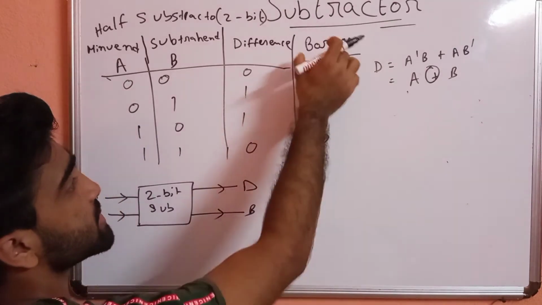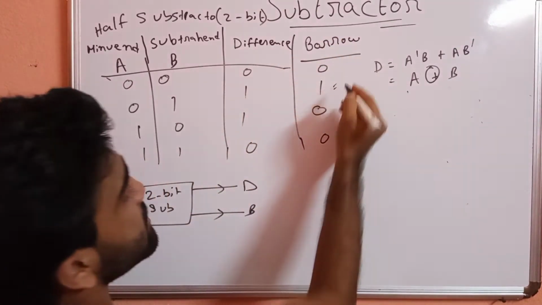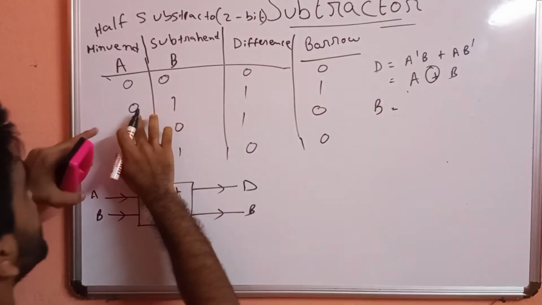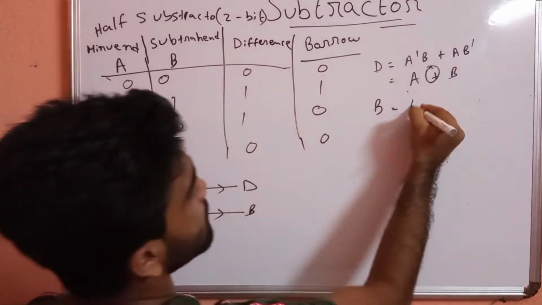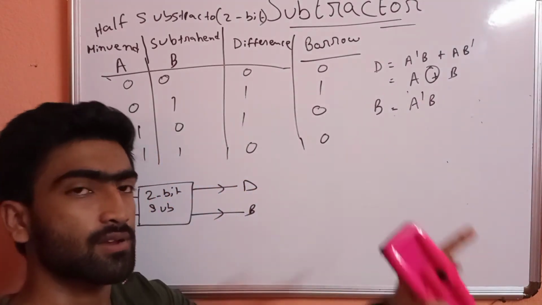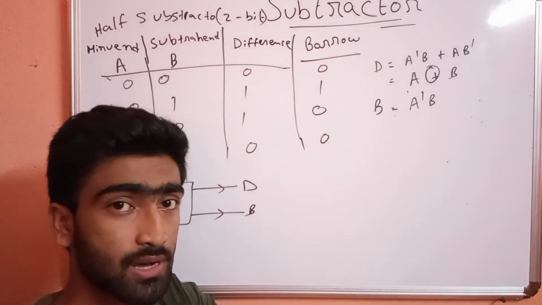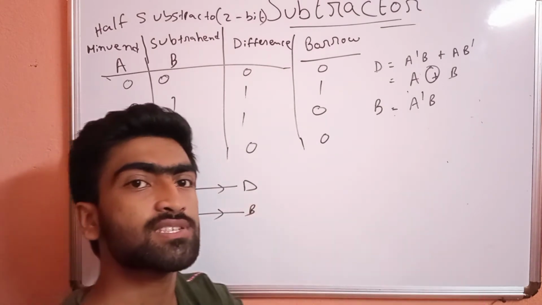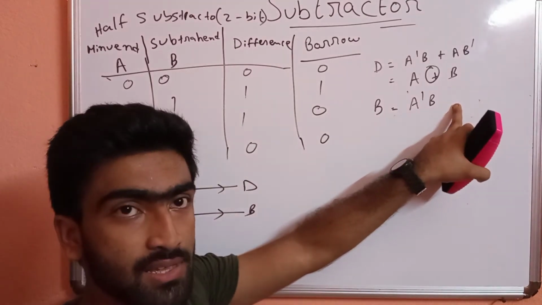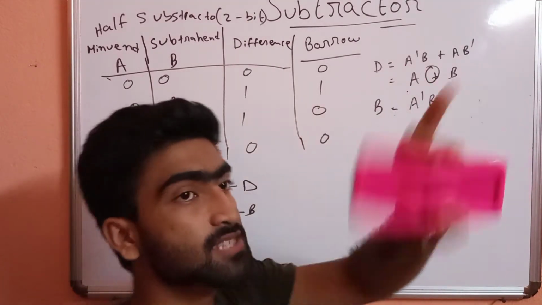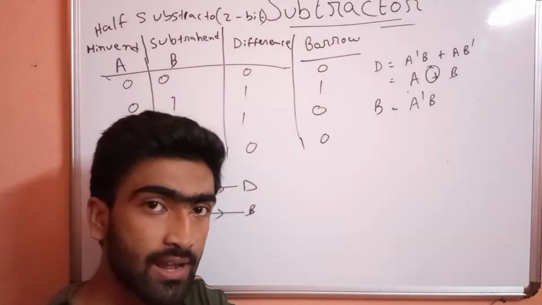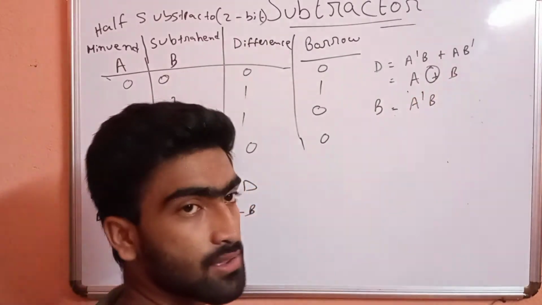Now what will be the expression for borrow? We have only one SOP expression, one minterm over here. So the borrow will be A' B, A complement B. This borrow part is different from the half adder. In the half adder the carry was AB. In the half subtractor the borrow is A' B. But the difference of the half subtractor and the sum of the half adder are the same, A XOR B.